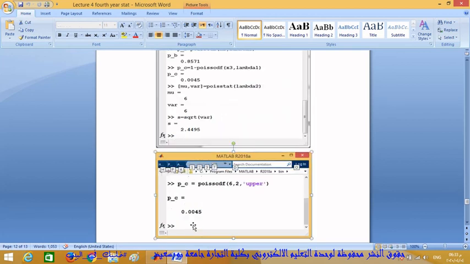So for probability C, instead of 1 minus poisscdf, you can use upper. Upper means the complement probability: poisscdf for x equals 6 and lambda equal 2, with upper. By this way the result is the same as this one. So you can use this one or this one.